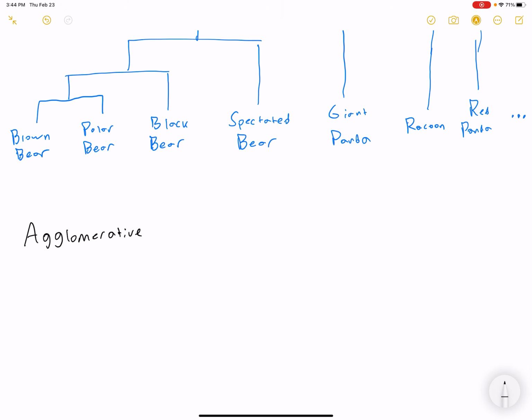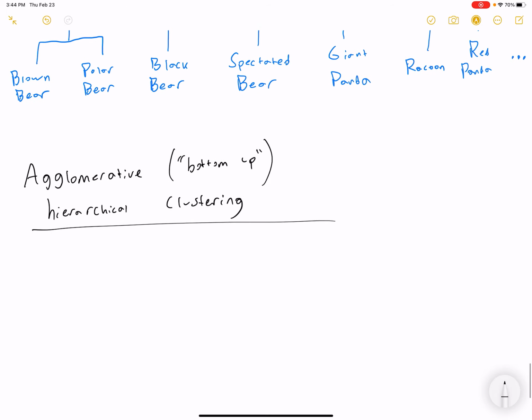So agglomerative, fancy way of saying bottom up. Hierarchical clustering, which is, I think, what one of your questions in homework 4 asks about.